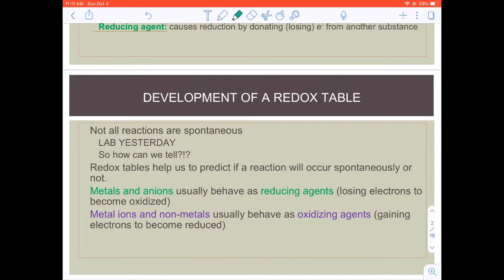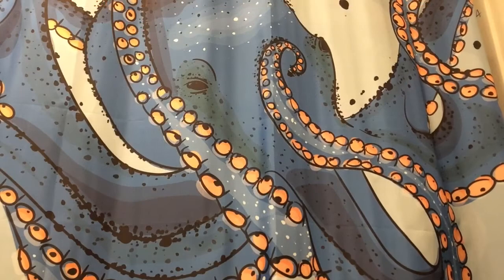Metals and anions usually behave as reducing agents. This means they lose electrons and become oxidized. Metal ions and nonmetals usually behave as oxidizing agents, gaining electrons to become reduced. Make sure you have both of these correct in your head. Metals and anions are reducing agents; metal ions and nonmetals are oxidizing agents.